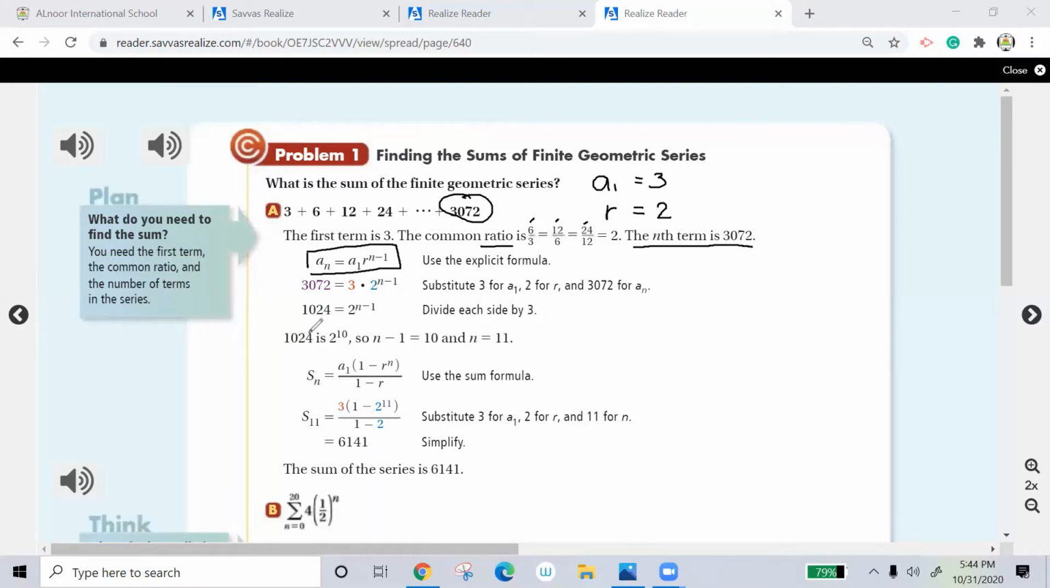Okay, next. Since we have 3072 equals 3 times 2 raised to n minus 1, we will divide both sides by 3. Now, what is 3072 divided by 3? Okay, 3072 divided by 3 is 1024.